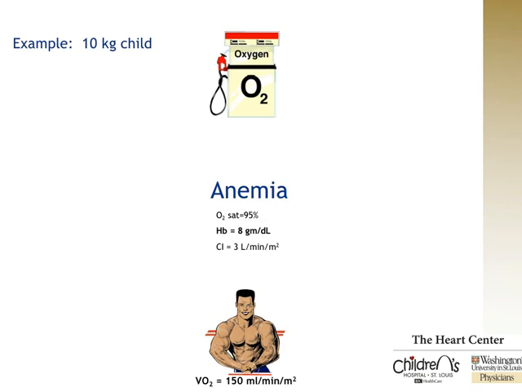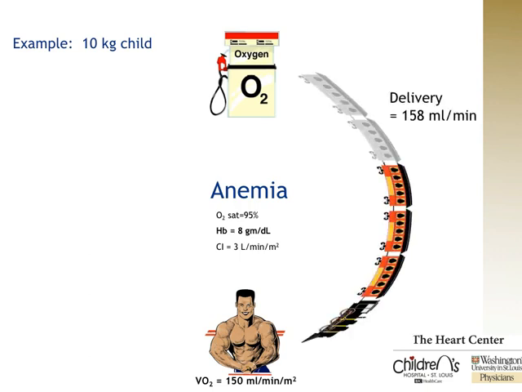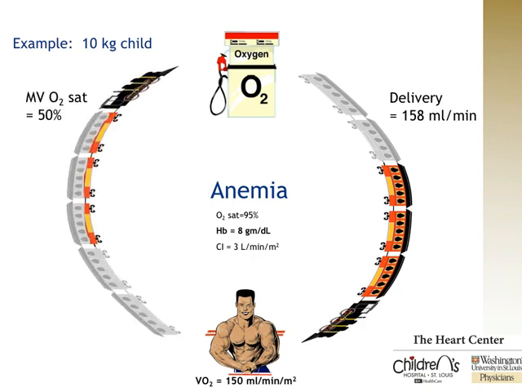Another example is anemia. Again, same patient with fully saturated blood, 95%. Now we change the hemoglobin down to 8 rather than 13 with a normal cardiac index. So we have fewer boxcars. They're all full. The train's moving pretty quickly, but those boxcars will be more depleted coming through the tissues, and again we'll see that the mixed venous saturation will be lower.